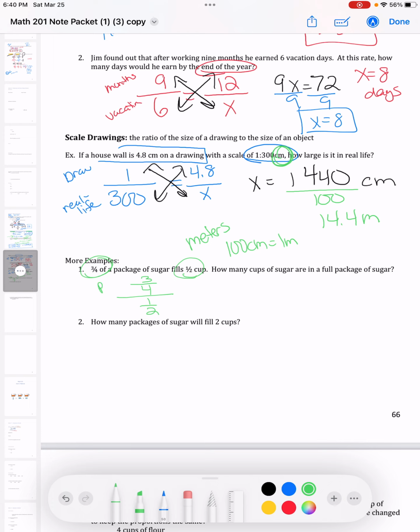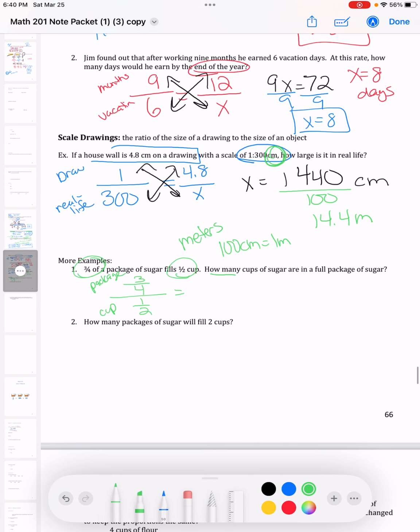So that was 3/4 of a package is equal to that many cups. I want to know how many cups, that's my x, are in a full package. A full package is 1. So I'm going to do my cross multiplying. So I get 1/2 equals 3/4 x. Lots of ways to solve this. I'm just going to rewrite it so we can see a step easier.